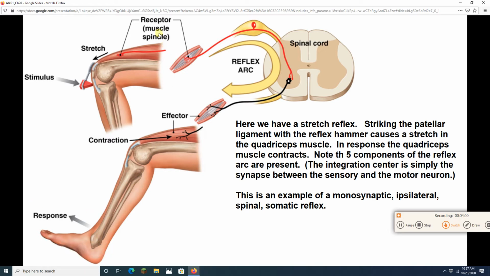We got all 5 components. There's a receptor, there's a sensory neuron. The integration center is actually the synapse right here. And then the motor neuron and the effector.